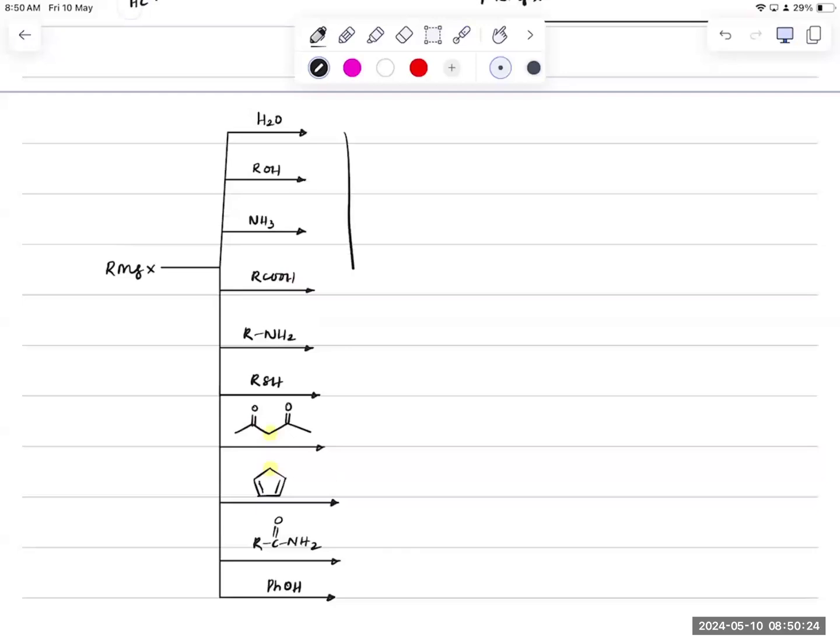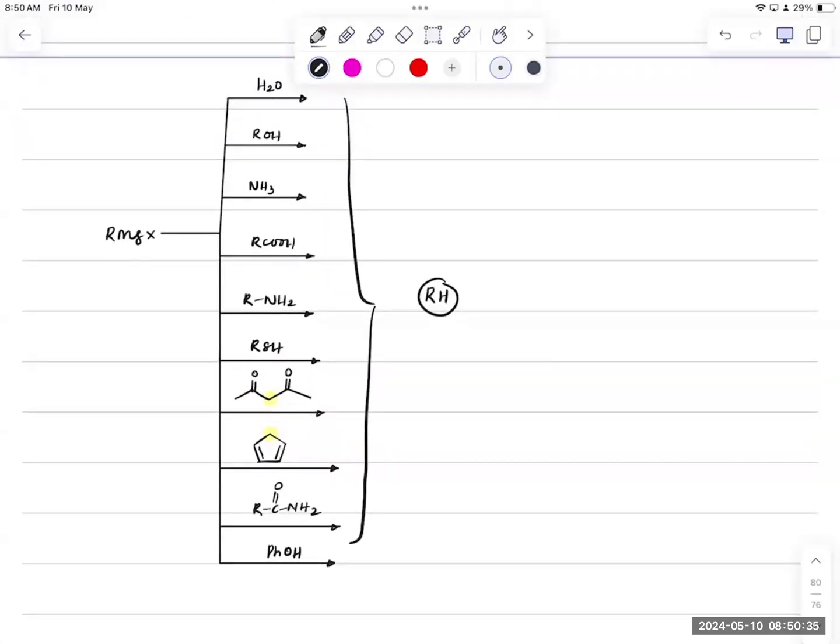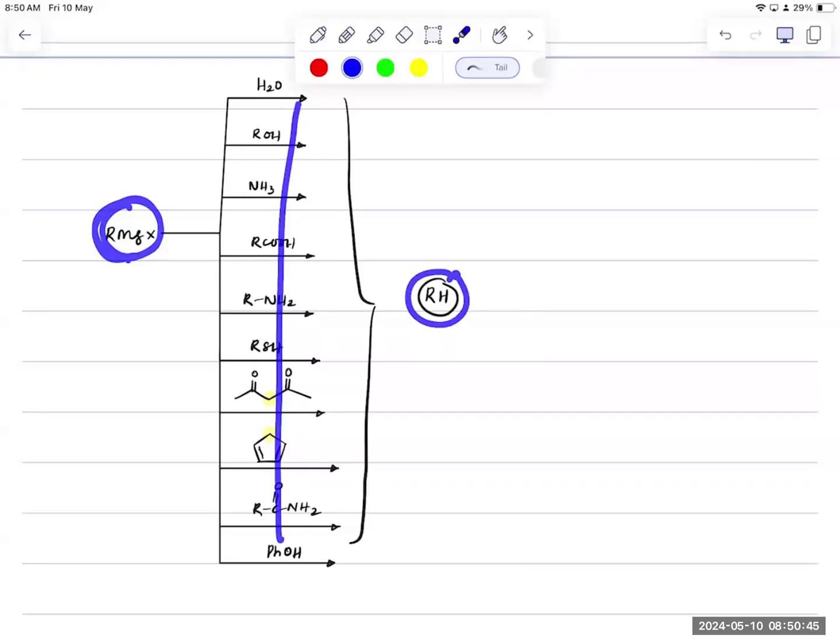So taking in all these cases, the product which you will get is RH because it will take hydrogen from all of these cases and convert into alkane. Okay. This can be used as a methane test. You can take CH3MgCl. If you react it with any of them, you will get methane gas. You will get CH4 gas. I hope this point is clear, everyone.